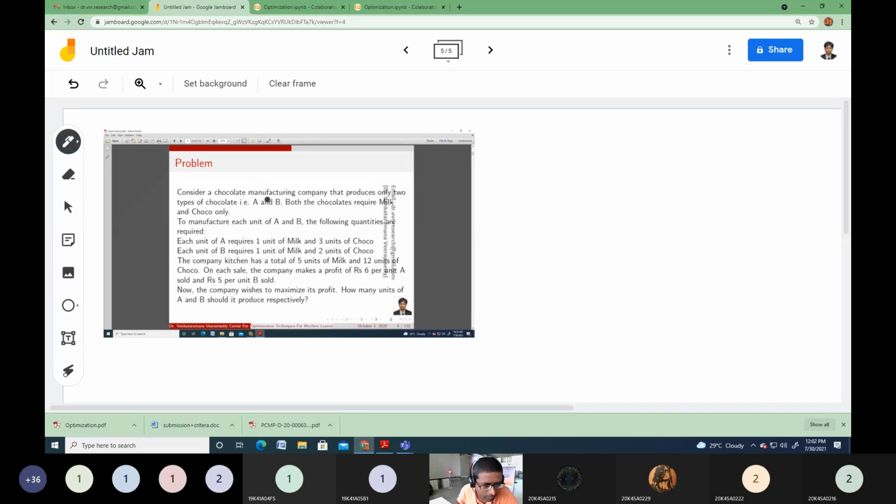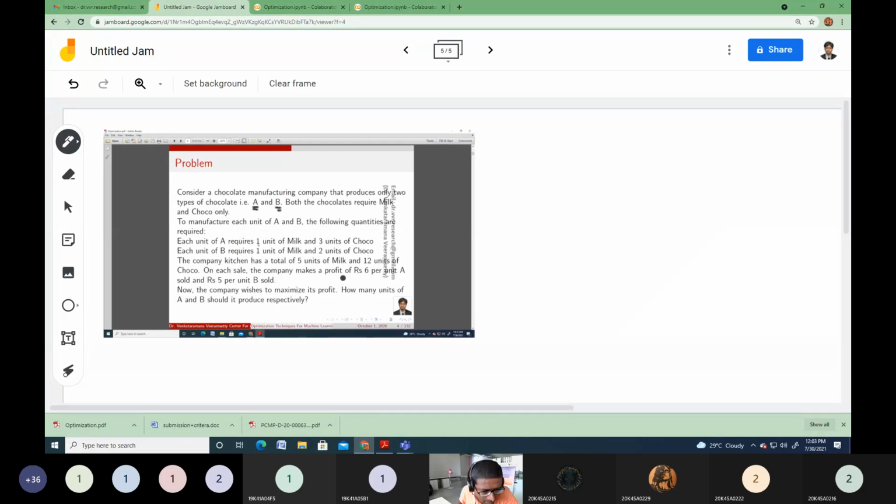The problem is a chocolate manufacturing company producing type A chocolate and type B chocolate. To manufacture each type, these are the limits. For 1 unit of A type chocolate, we require 1 unit of milk and 3 units of chocolate. To produce B type chocolate, they require 1 unit of milk and 2 units of chocolate. The company kitchen has a total of 5 milk units and 12 chocolate units available, so the maximum number of milk units available is 5 and the maximum number of chocolate units available is 12.